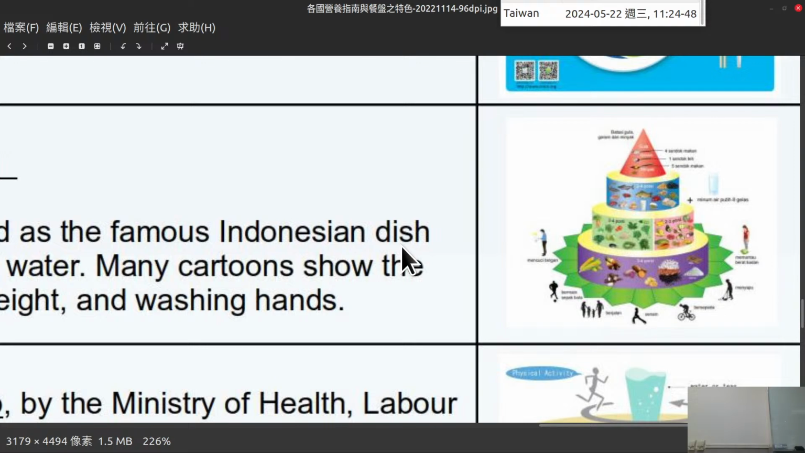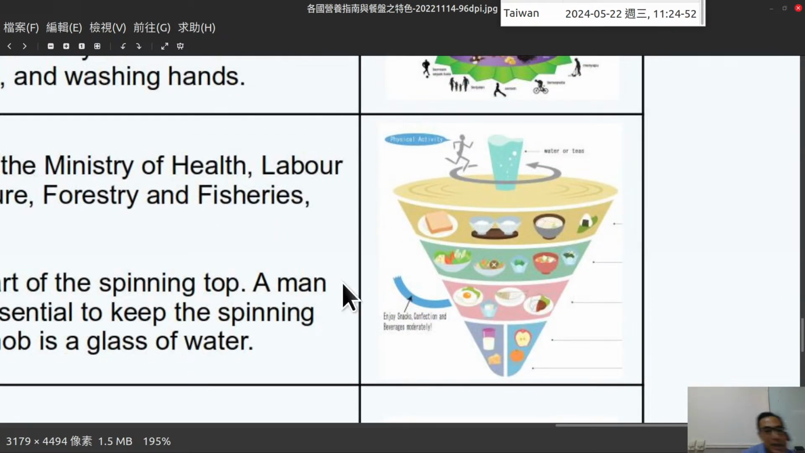So, and next, this is a spin top. A spin top is a kind of children's toy, and the knob of the spin top is a glass of water. And my mentor when I was a college student, Dr. Huang Qinzhen, likes this one because she said this kind of visualization is very important, because a person is running on the spin top. If the person stops running, the spin top will fall down. Here the largest proportion is from the starch food, then vegetable and fruit, and protein, milk, something like this.